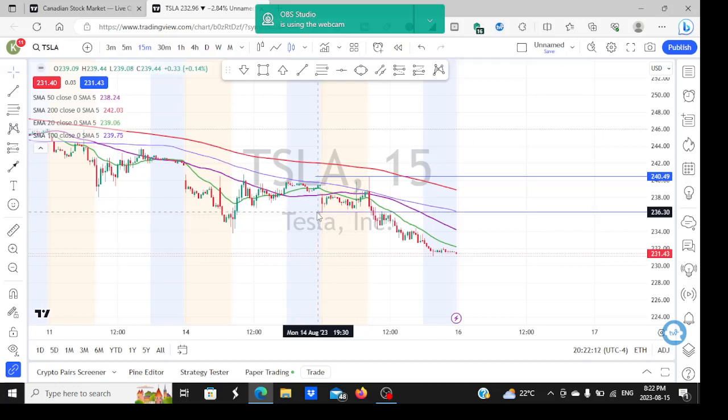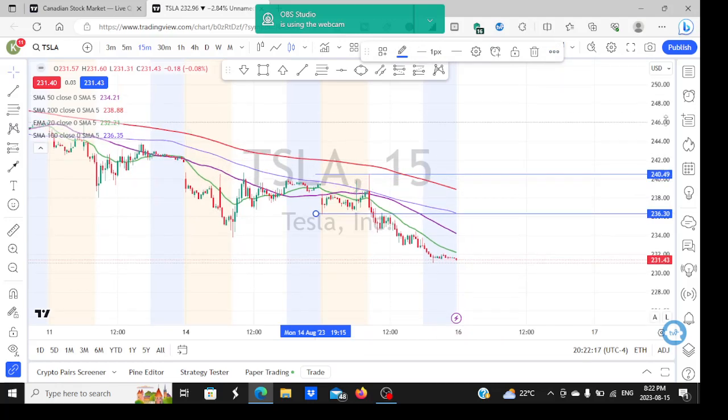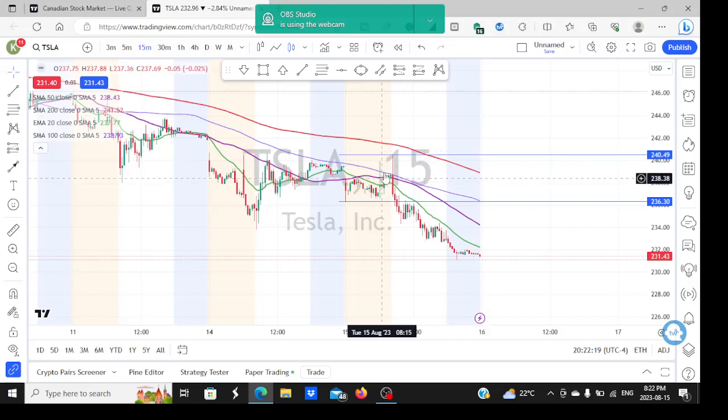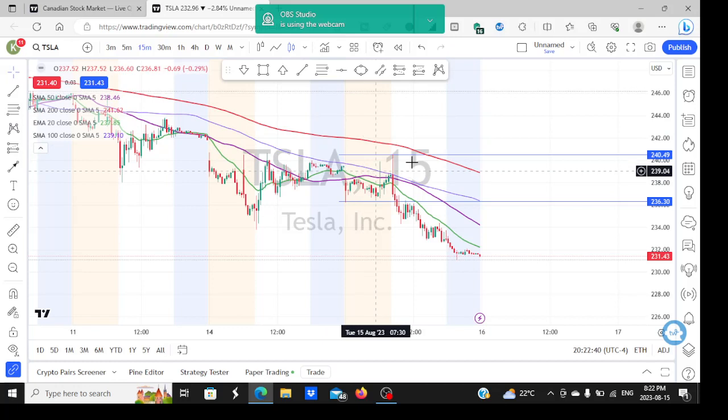So what I've been doing is I let the first 15-minute candle form. Usually in the morning, it will run up or run down, and you have to let it settle for that first 5 to 15 minutes. So I let that first 15 minute candle form, and then I know for sure what direction.